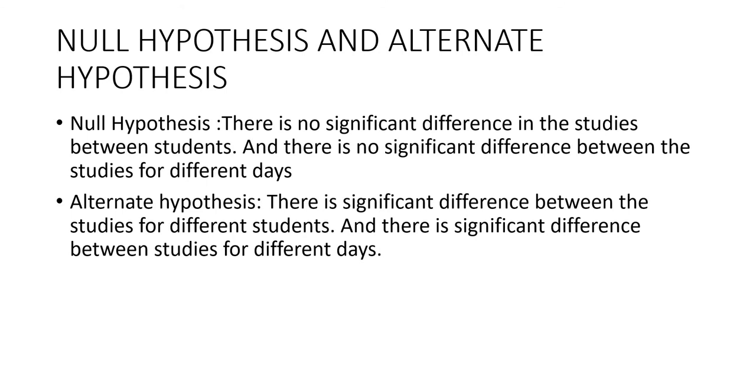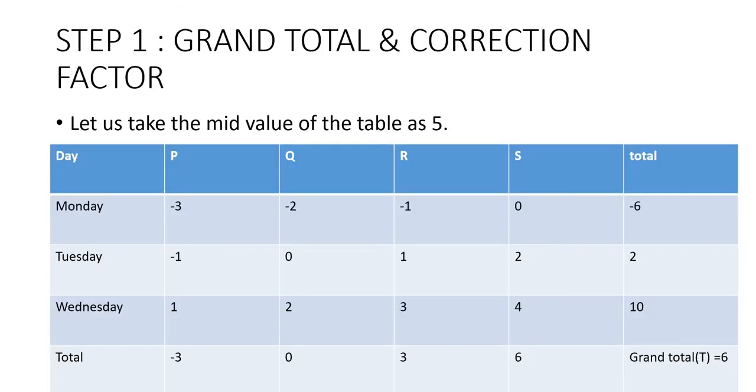Null hypothesis: there is no significant difference in the studies between students, and there is no significant difference between the studies for different days. That is the null hypothesis. Alternate hypothesis: there is significant difference between the studies for different students, and there is significant difference between studies for different days. Yes. So step 1, grand total and correction factor.